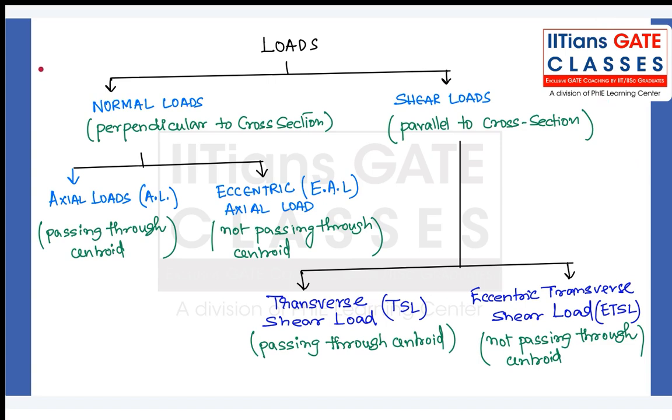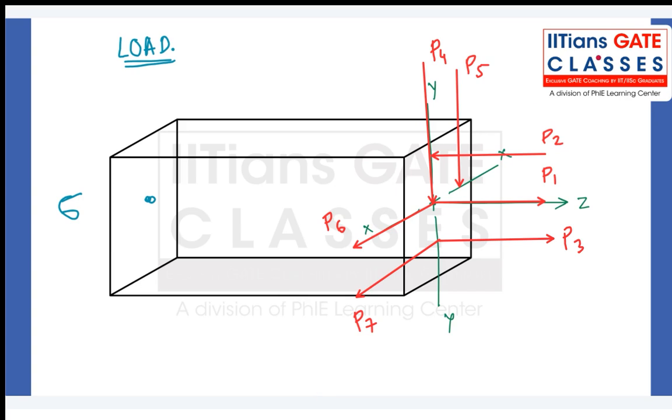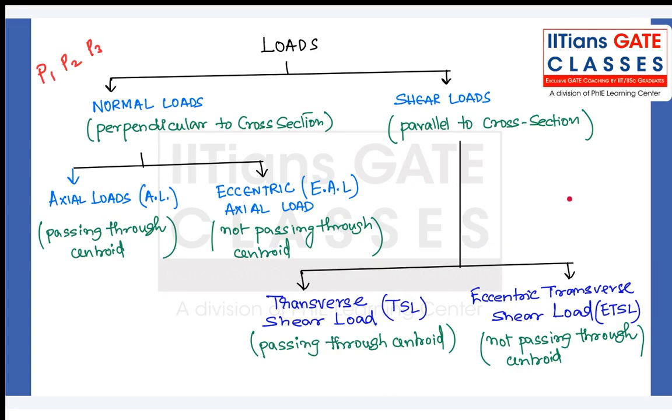What are P1, P2, P3? They're going to be normal loads. Why? Because they're perpendicular to the cross section. What are shear loads? Shear loads are those loads which are parallel to the cross section. My dear, engineering is all about visualization. You have to learn to visualize. Can you see? P4, P5, P6, P7 are parallel to this cross section. Yes or no? Yes. So P4, P5, P6, P7 are all shear loads.